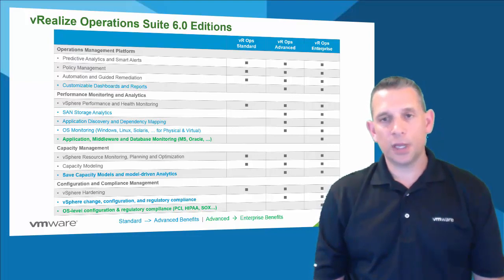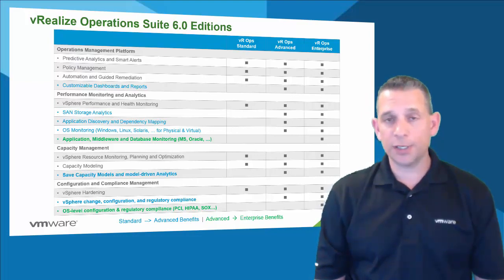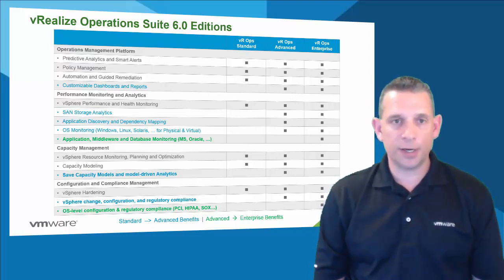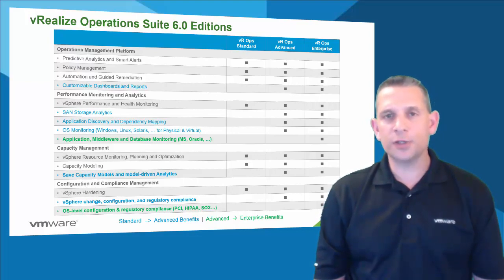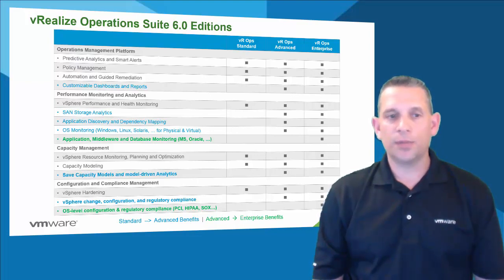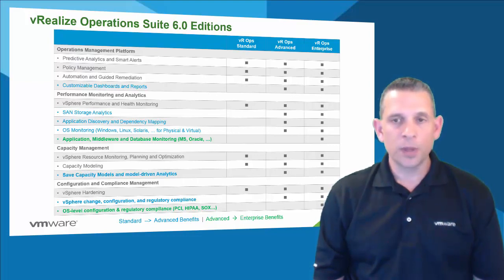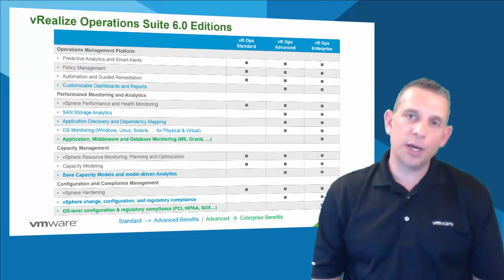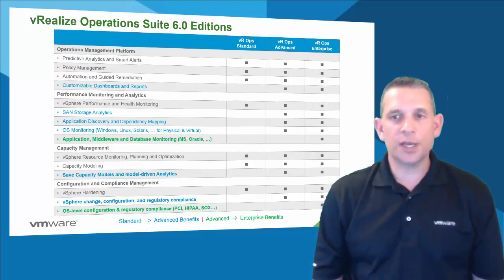vRealize Operations 6.0 has 3 editions. It has the Standard, Advanced, and Enterprise. The Standard is going to give you out-of-the-box analytics, policy management, performance and health monitoring. It's also going to give you some capacity modeling and some vSphere hardening, but only again for the vSphere hosts.